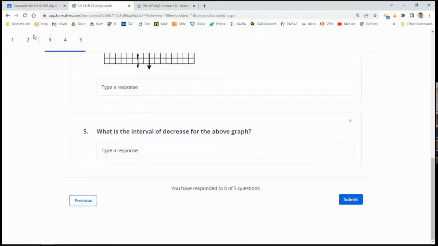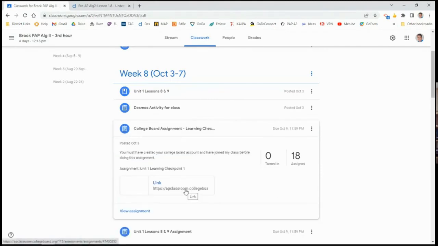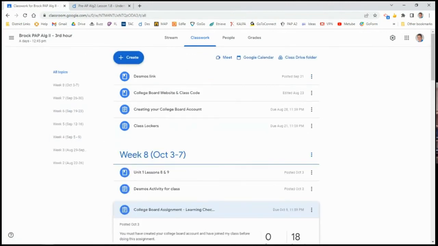And that's it, 5 questions. So our lesson's not very long. Our assignment's not very long. And then you have the College Board assignment. Again, there's 10 multiple choice questions. So that's what you have today. You've got a 5-point assignment and a 10-point one. Well, not all multiple choice on the 5, but 5 simple questions.